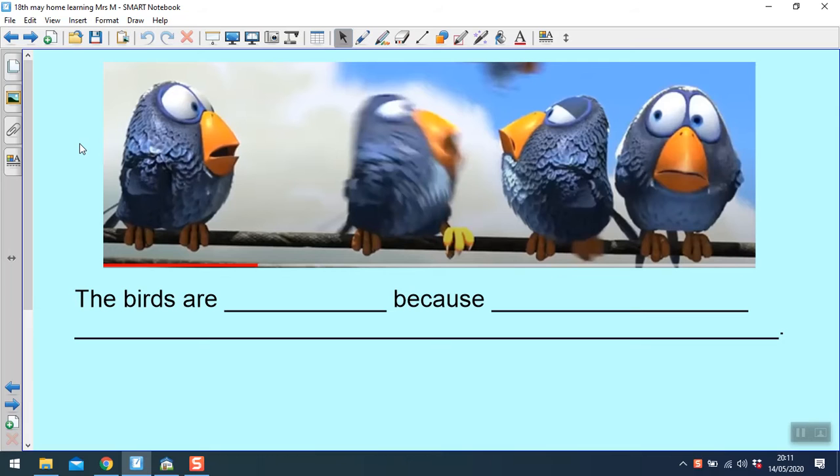This is the first picture. We need to write a sentence which answers these questions. The birds are something because something. So what are they doing and why are they doing that? We're going to have a look at the section from the film that this is taken from and try to write a really good sentence.